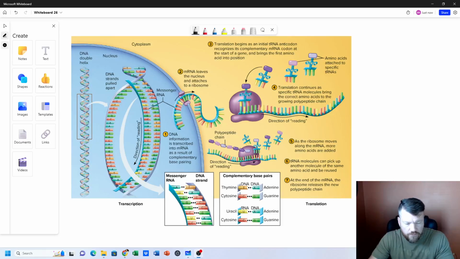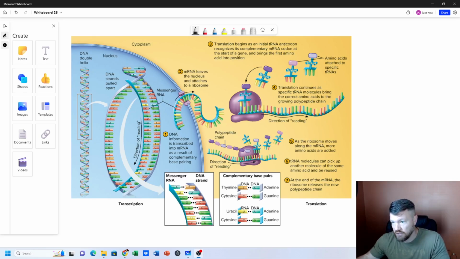All right, folks, for chapter 4, transcription and translation is typically a hard concept for students to get. When we're talking about transcription and translation, what we're really talking about is protein synthesis. So how is it that you go from a DNA molecule that has the information to make a protein and actually make that protein?